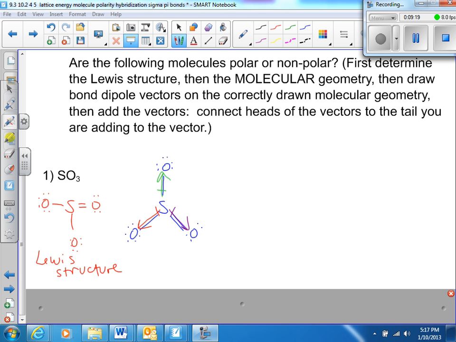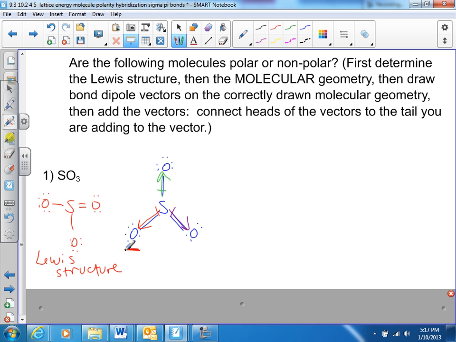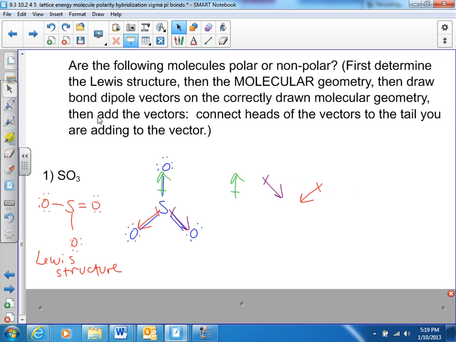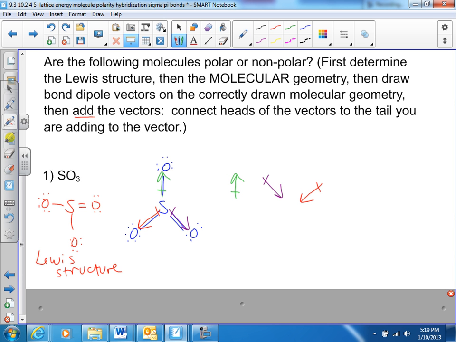When you put in your bond dipole vectors, you want to check oxygen is more electronegative than sulfur over here. And because of that, we put the bond dipole vectors pointing toward the oxygens. You don't need to put the delta plus and delta minus in there yet. All right, now notice I've redrawn, actually duplicated, the 3 bond vectors. And now you're going to learn how to add up the vectors. We're going to add the vectors.